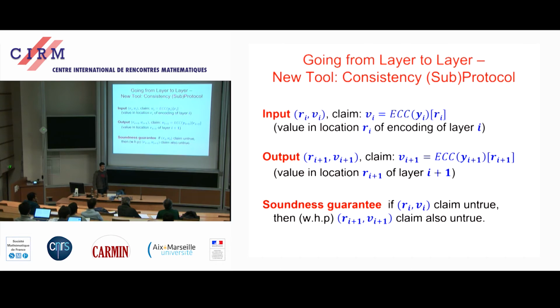Is it very different from the polynomials we had before that were also error corrected?